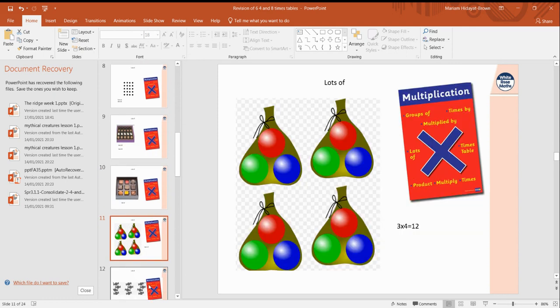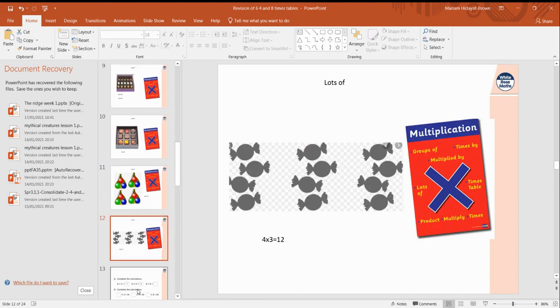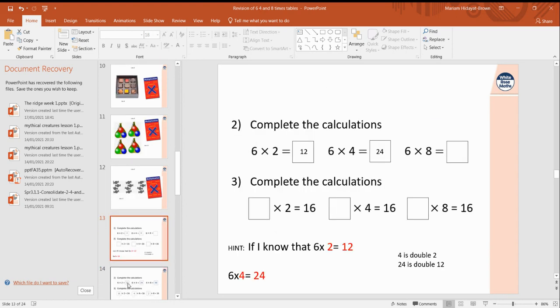How many balls are there in total? Well, I can see that each bag has a total of 3 balls. So I could write 3 multiplied by 4, because there are 4 bags. 3 balls multiplied by 4 bags is a total of 12 balls. And then for the sweets, I could have written 4 sweets, and there are 3 groups of sweets, so 4 multiplied by 3 is 12.